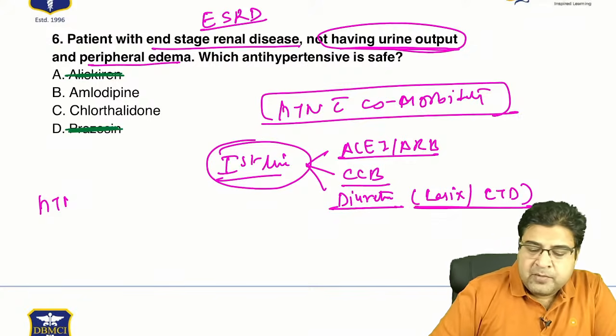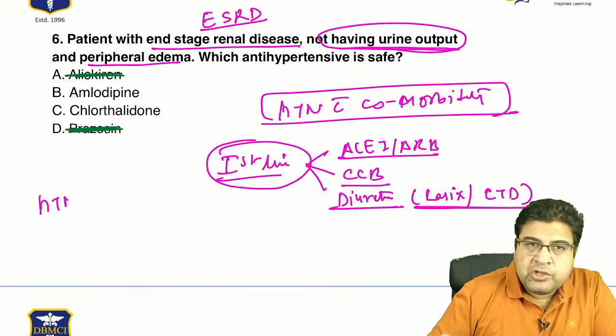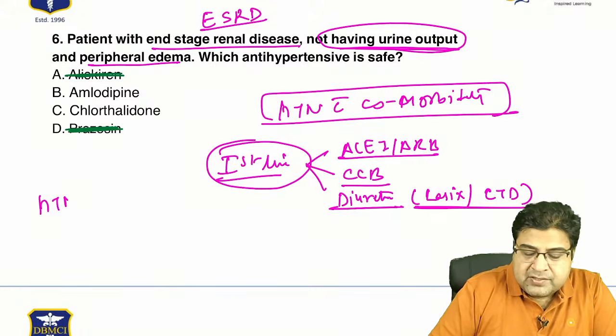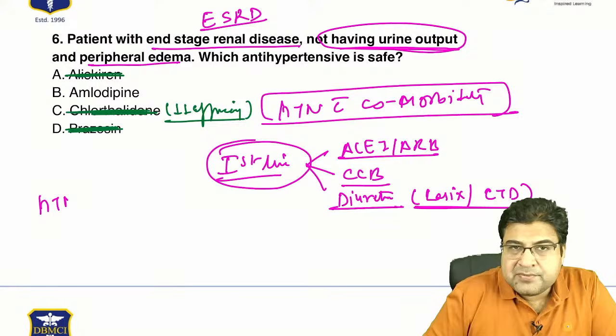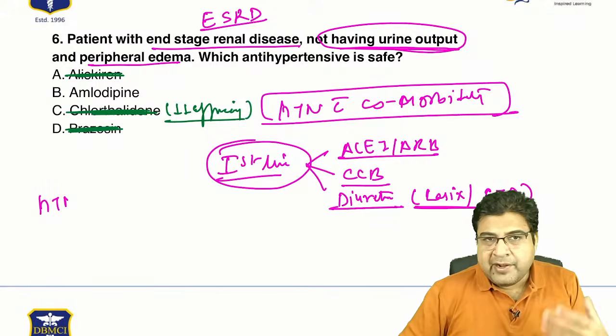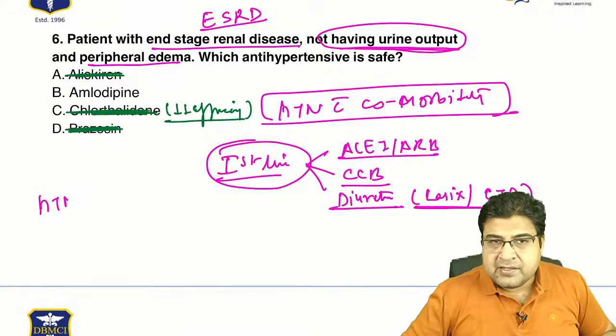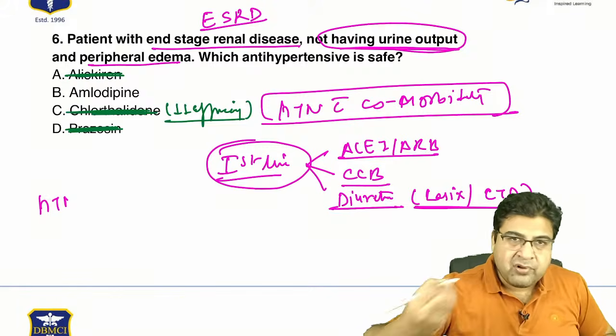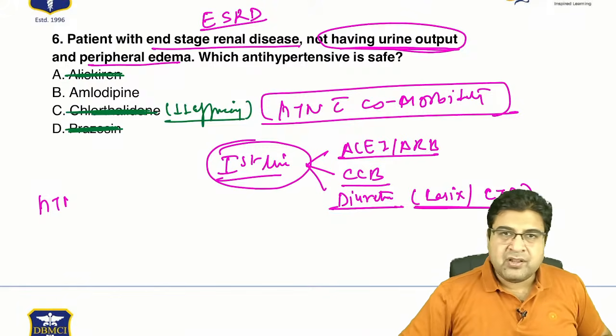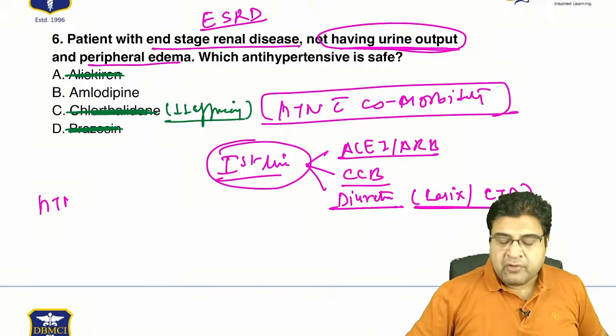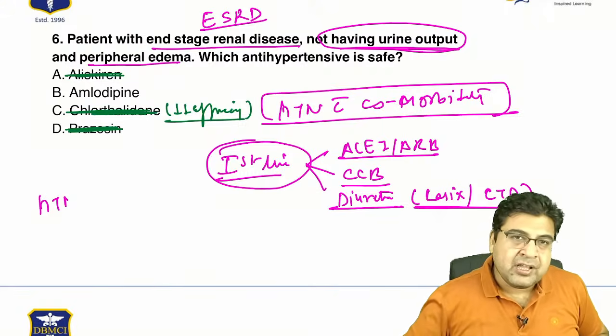Now guys, please remember in patients of kidney disease with no urine output, thiazides' efficiency will be almost zero, because the thiazides require the kidney for their action. And in this case, the kidney is non-functional. The kidney nephrons are not there. So how will the thiazides be useful in treating the edema? How will the thiazides be useful in treating the hypertension?